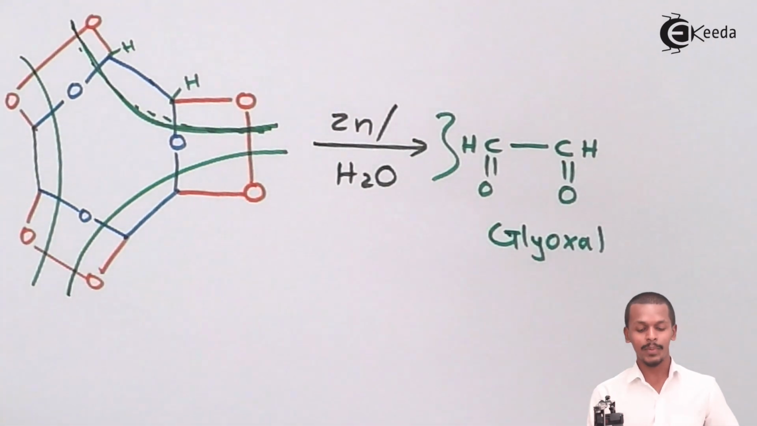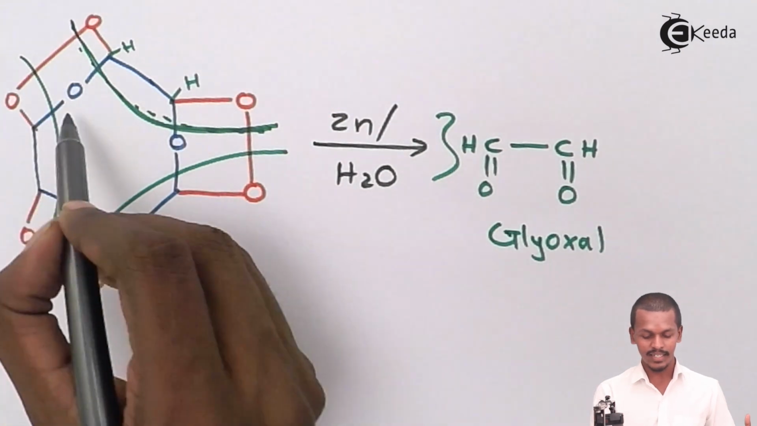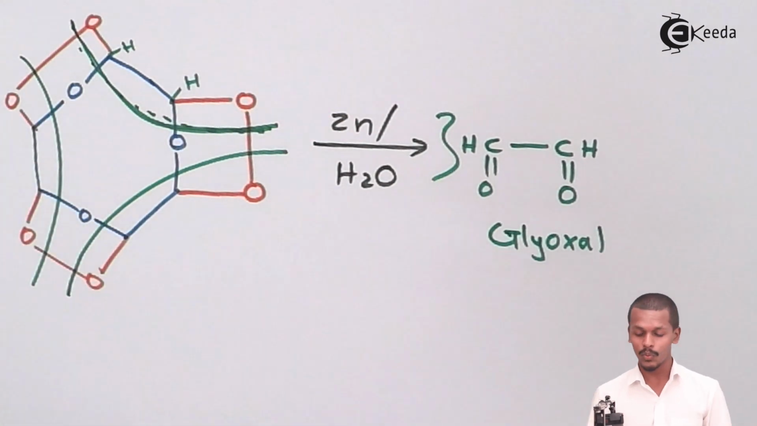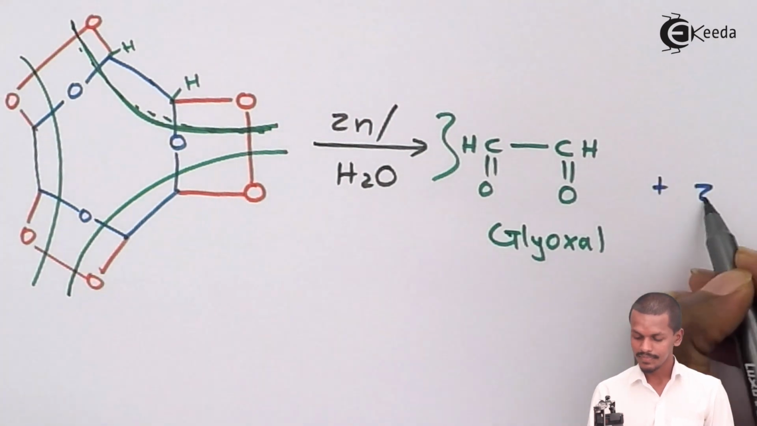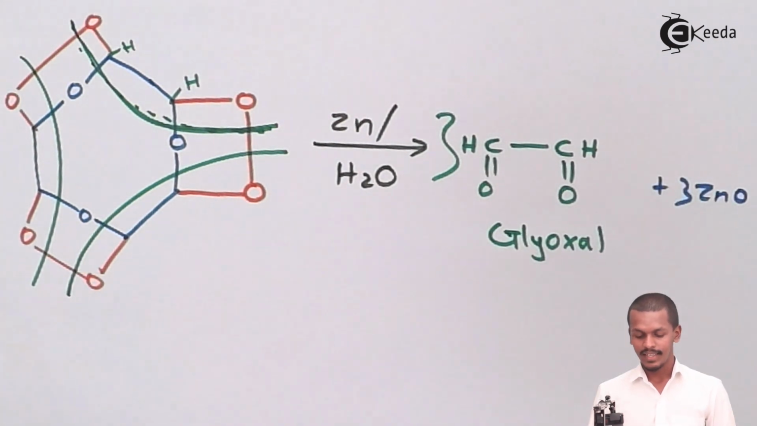And since zinc is capable of removing this oxygen, the one in the blue line that I have drawn over here, the zinc will be removed as ZnO. In this process, the zinc is used because it acts as a reducing agent, and it will try to remove the oxygen.